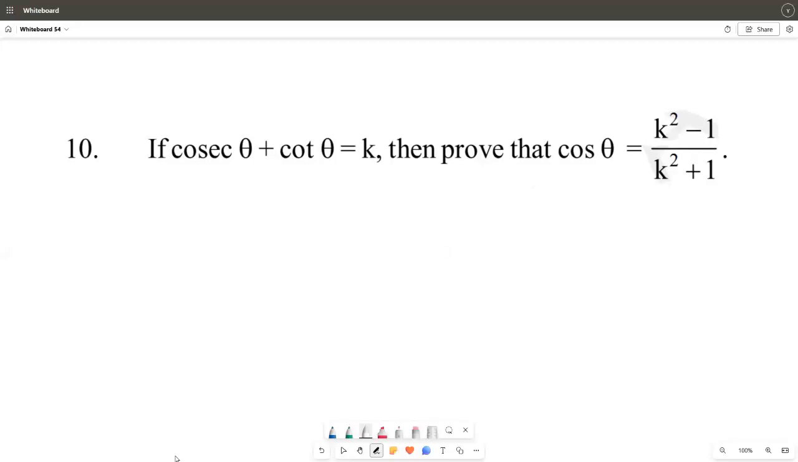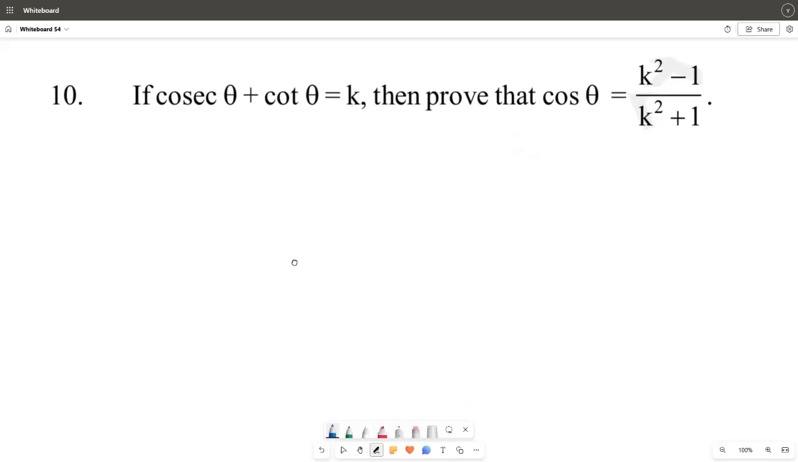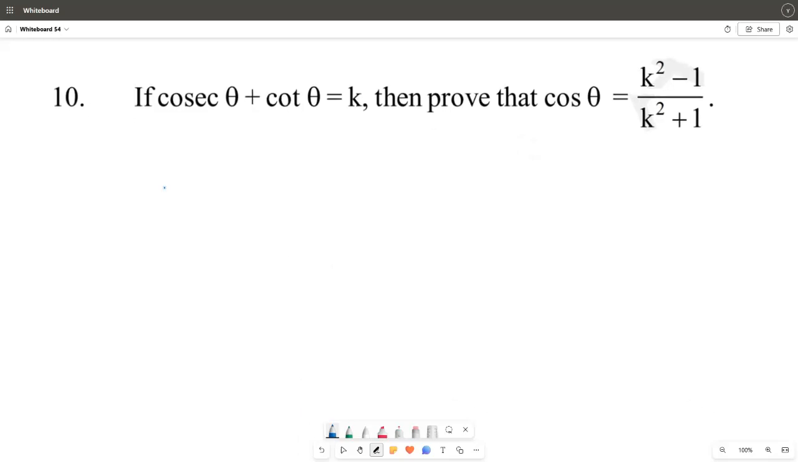Today we have the last question, that is the 10th question of exercise 11.4. If cosecant theta plus cot theta equal to k, then prove that cos theta equal to k square minus 1 by k square plus 1. So this is a big solution. Let's see it. Let's write the question: cosecant theta plus cot theta equal to k, this is the first equation.